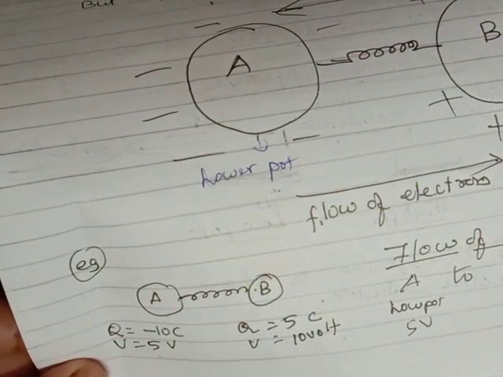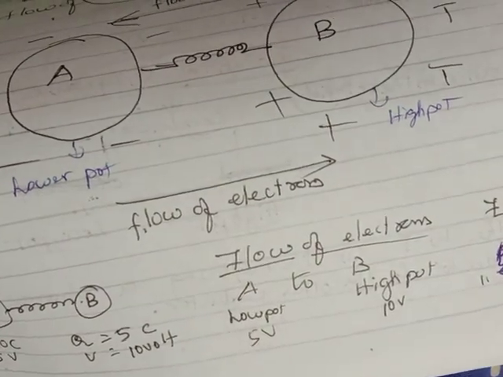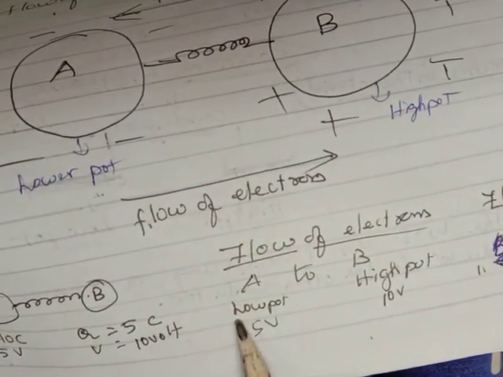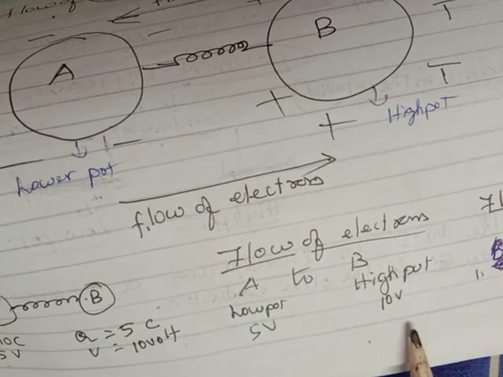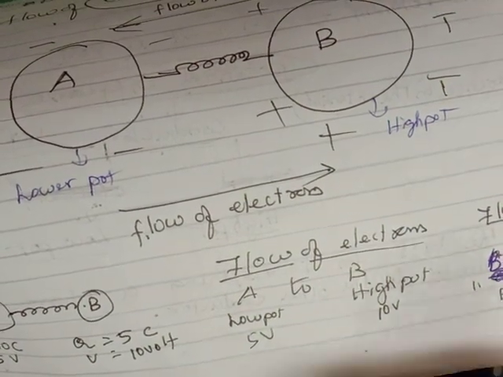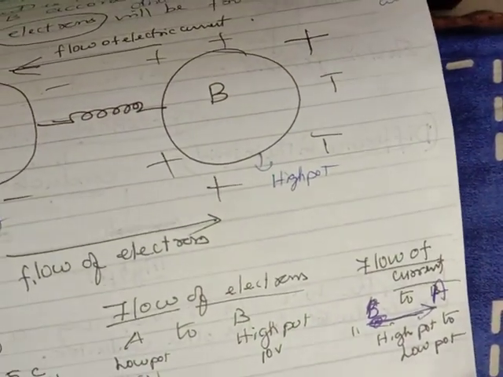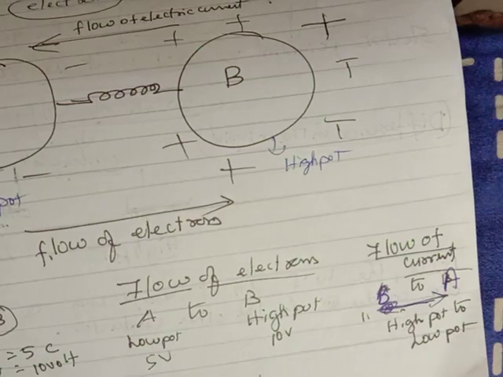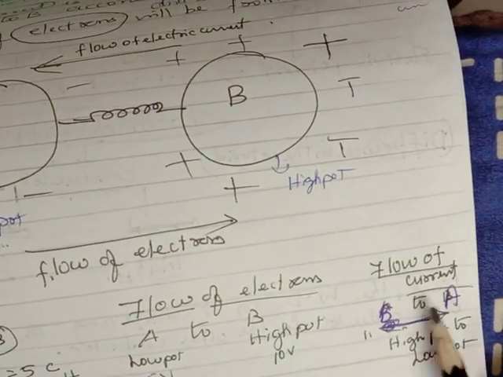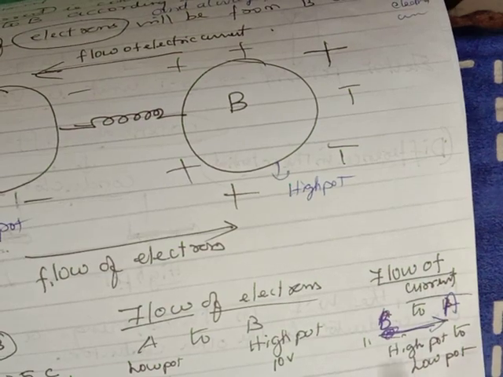So is it not A to B? Check it up. Flow of electrons I have written here. A is at a lower potential, 5 volt. B is at a higher potential, 10 volt. So electrons will flow from A to B. So what will be the flow of current? That means conventional current is just opposite. Just now I told that the conventional current will always be opposite to the electron current. Therefore it will be moving from B to A, that is, from higher potential towards lower potential.